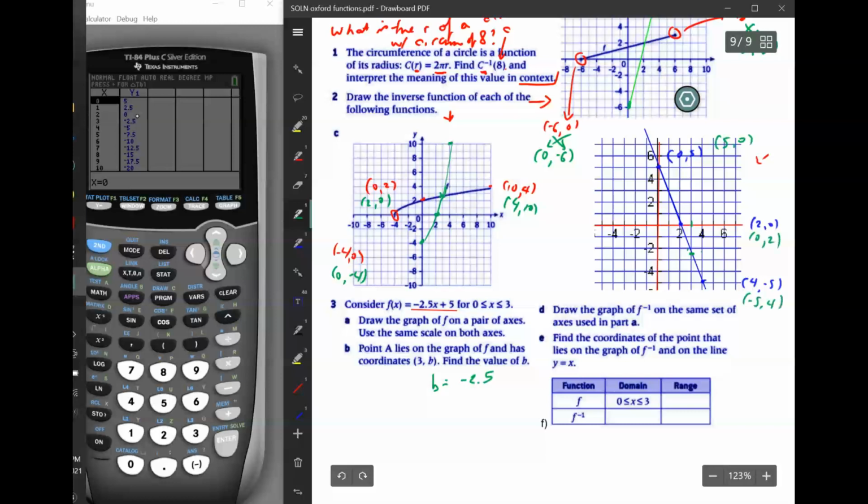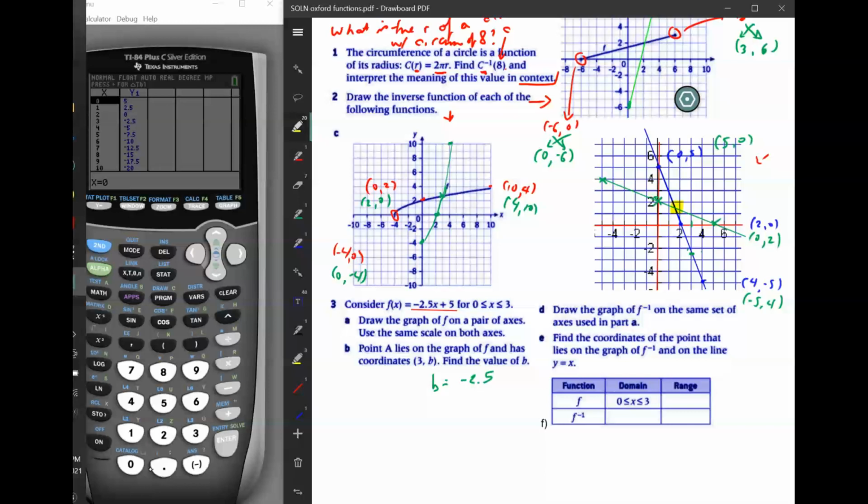Let's plot those 3 points. So 5, 0, and 0, 2, and negative 5, 4. Okay, and then let's draw a line that goes through those 3. Okay, and there's my green inverse function. And do you see how they cross at roughly 1.5, 1.5? So they cross at a point where the x and the y coordinates are equal to each other. So makes sense. Draw the graph of f inverse.